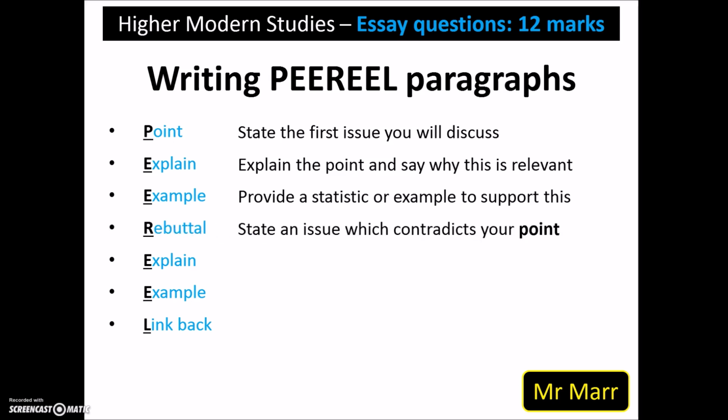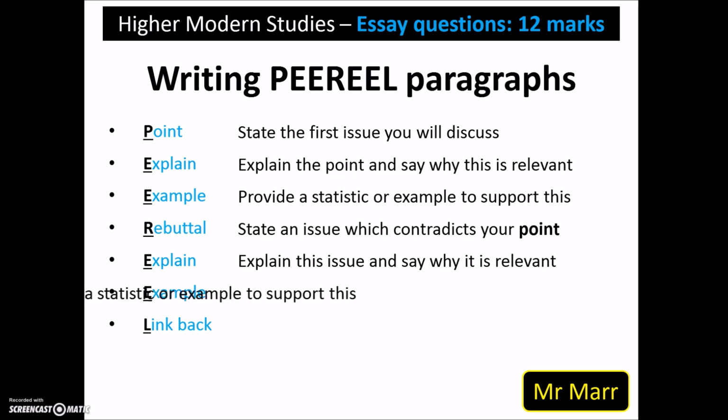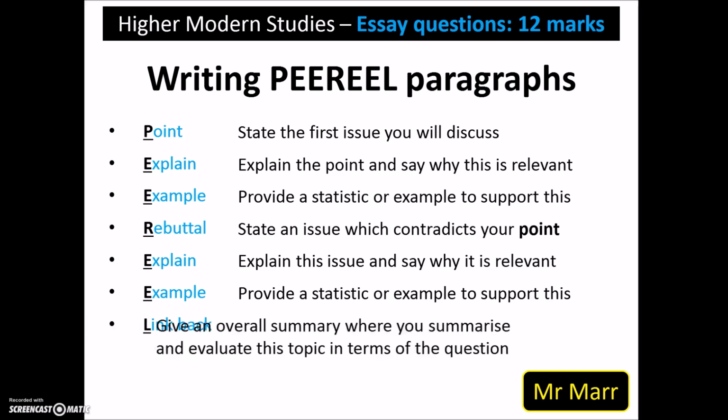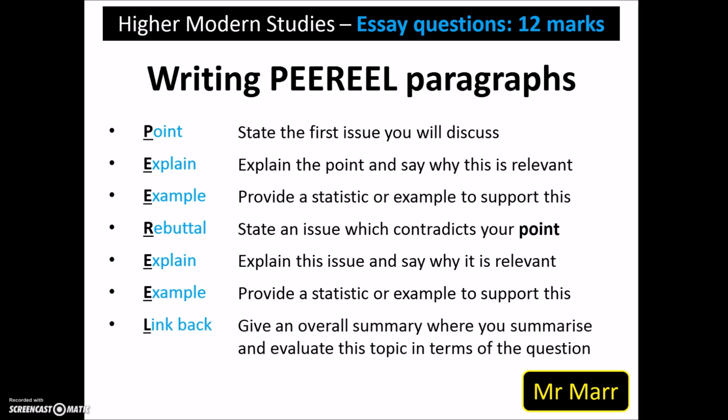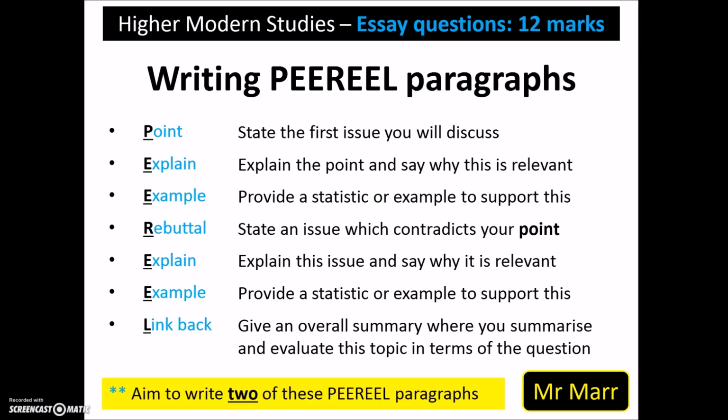The rebuttal is the opposite. You should then state an issue which directly contradicts the point that you began by discussing. You should then explain what this issue is and say why it's relevant to the question. And again, you should try and provide a statistic or example to support this. Finally, in your link back, you should give an overall summary, where you summarise and evaluate this topic in terms of the question, making a decision about which of these arguments was most relevant. It's important that you write 2 of these PREO paragraphs if you are going to get the maximum marks you can.